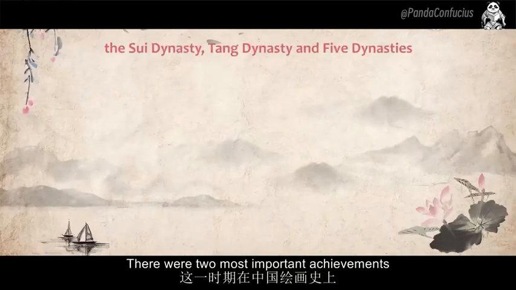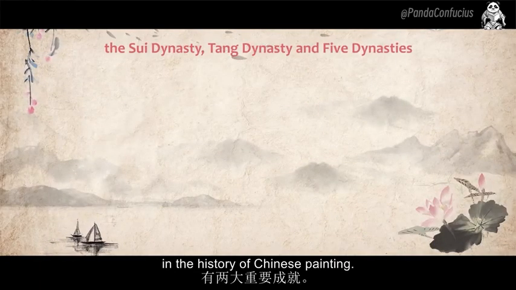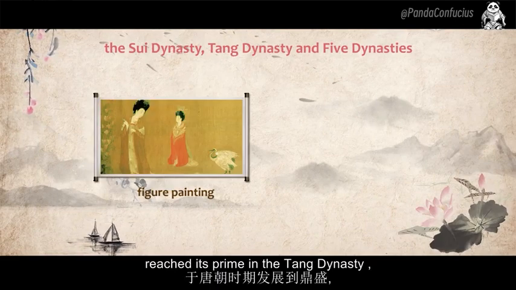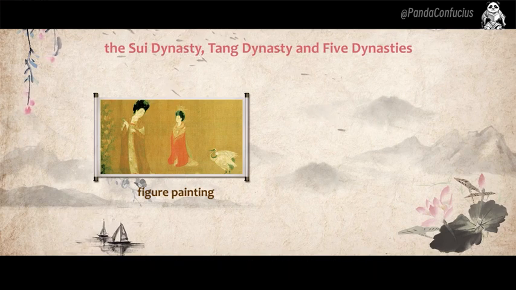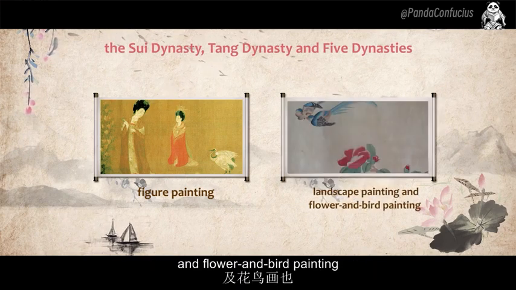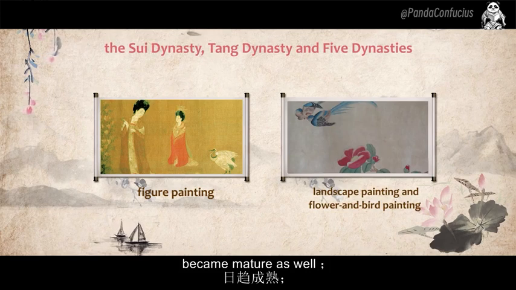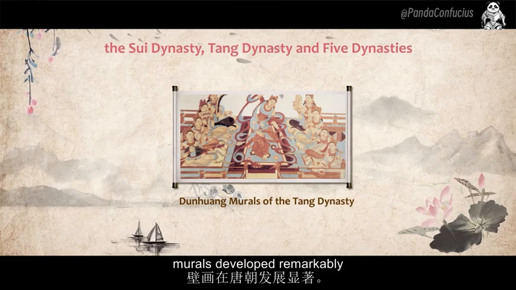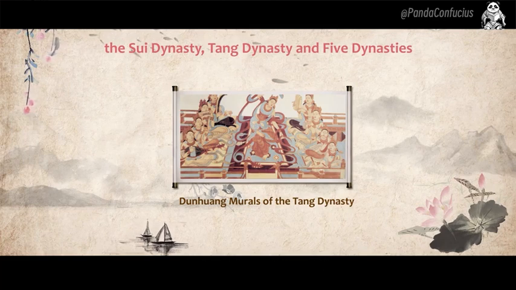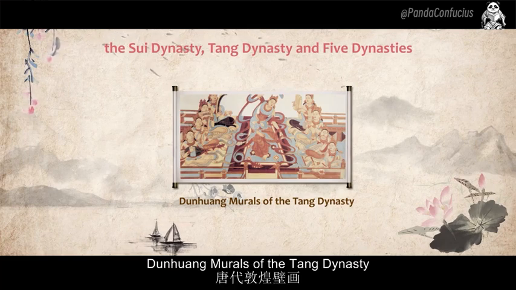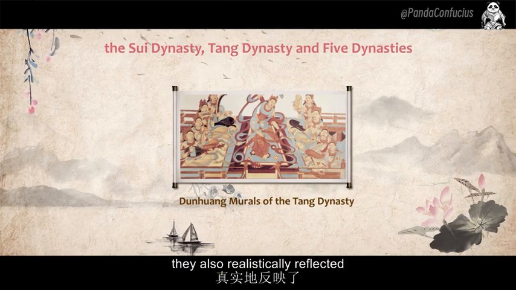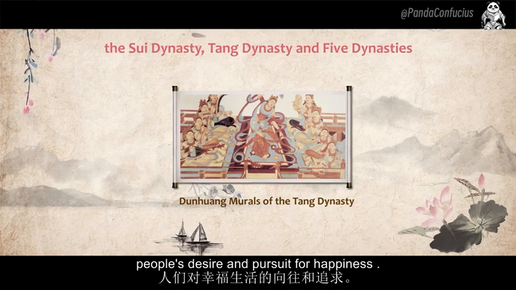The fourth period is the Sui dynasty, Tang dynasty, and the 5 dynasties. There were 2 most important achievements in the history of Chinese painting. One was that figure painting reached its prime in the Tang dynasty, and landscape painting and flower and bird painting became mature as well. The other was that the mural developed remarkably in the Tang dynasty. Dunhuang murals of the Tang dynasty were rich in content and brilliant in form. They also realistically reflected people's desire and pursuit for happiness.